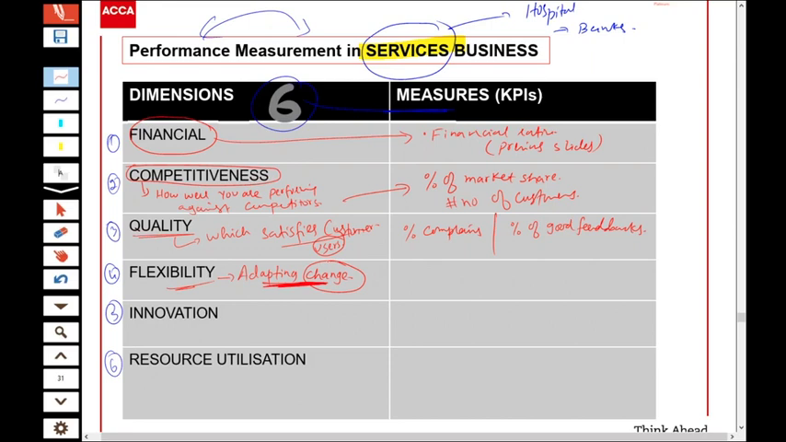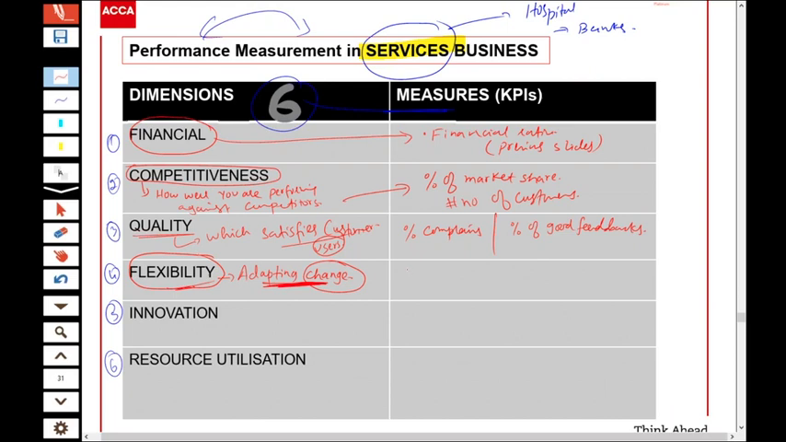ACCA is facilitating remote invigilation. So that is the flexibility, adapting the change. According to the changing requirements, you should be able to change your services. You should be able to bring flexibility in your services. Okay, but the quality should not be compromised. It's a flexibility. And how will you measure the flexibility?